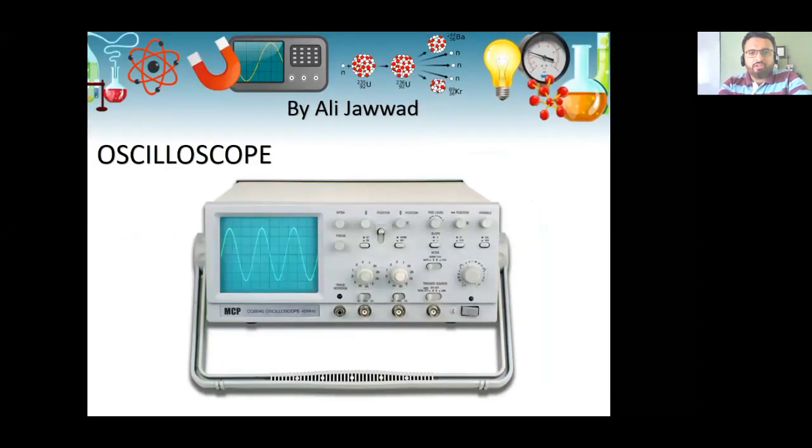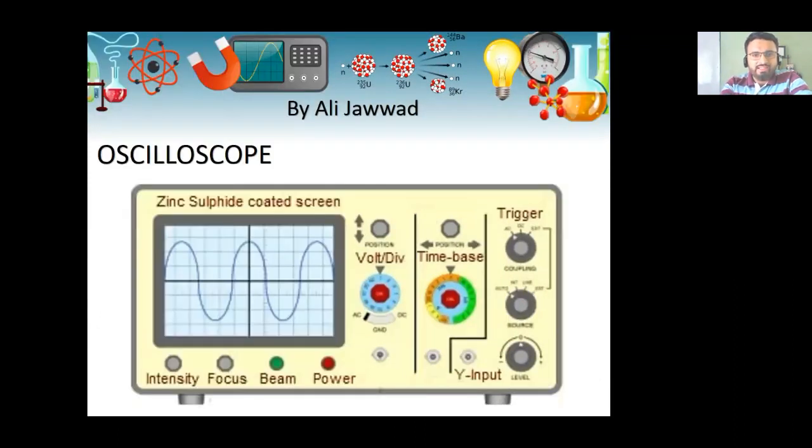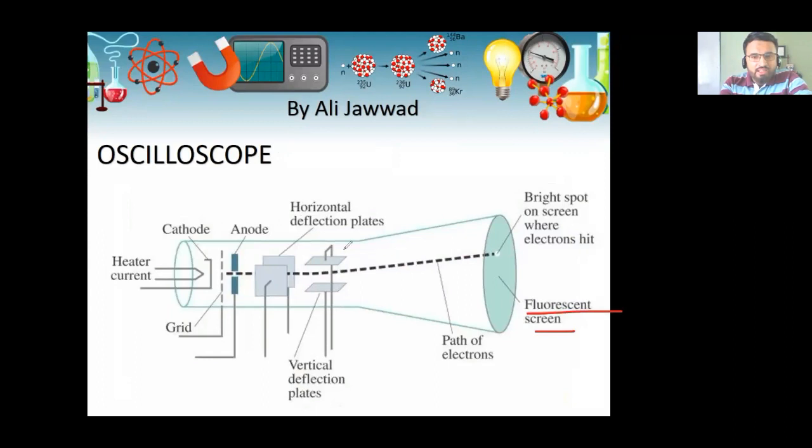In actual life, an oscilloscope appears to be like this. Its internal structure consists of an electron gun, which is behind this zinc sulfide coated screen. Zinc sulfide is a material which produces a glow when it is struck by the electron beam. The internal structure includes a tube behind this zinc sulfide fluorescent screen. The internal tube consists of two vertical deflection plates and two horizontal deflection plates.